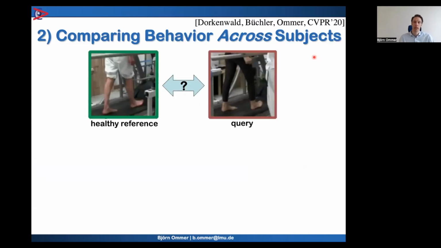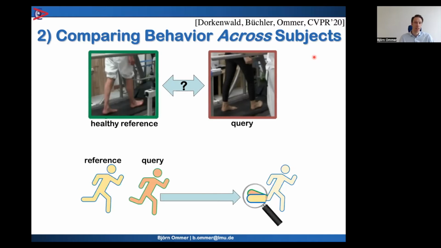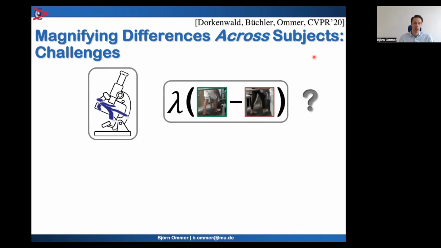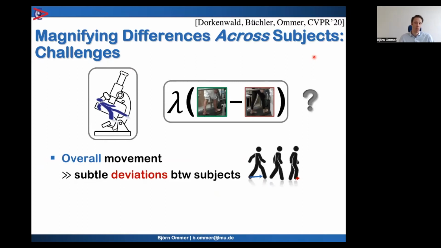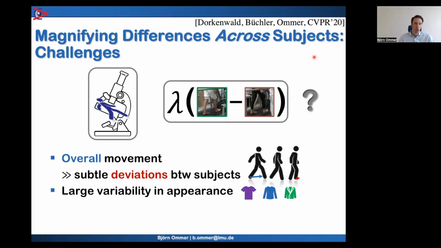Second, we want to support a direct comparison of behavior across subjects. We want to magnify even subtle differences from reference so that they become directly visible. But how can you find and magnify subtle differences when overall posture and appearance drastically changes between different subjects? In a microscope, typically everything is fixed, but the one thing that you want to magnify. And in our case, all other influences, such as overall body movement or appearance variations, are much larger than the small deviations that we want to magnify.